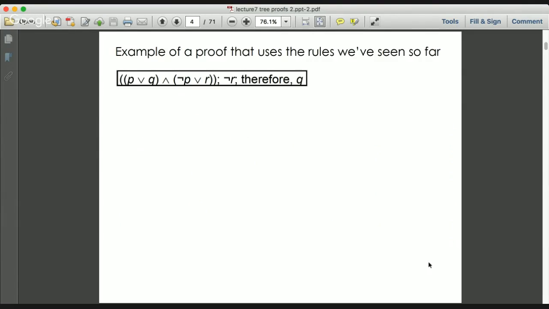Okay, good. So let's do an example that uses the rules that we've got. So here's an argument. It says first premise is P or Q and not P or R. Second premise, not R. Conclusion, therefore, Q. So what we do is we write out the premises underneath each other like this. We write out the first premise. Underneath that, we write out the second premise. And underneath that, we write out the negation of the conclusion.